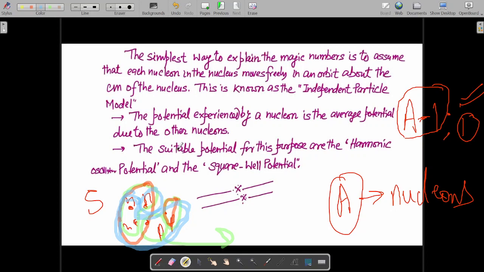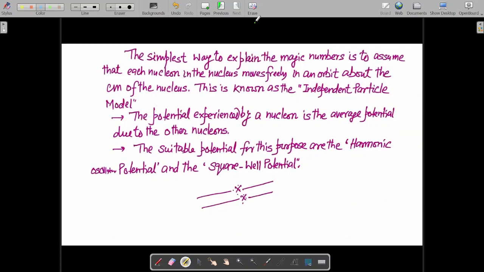Similarly, whenever you consider a single proton or neutron, that is a nucleon, that particular nucleon is revolving with the help of the field created by the other A-1 nucleons. So it is called the independent particle model. That is, you are considering each particle to be independent of the other, or you are considering the other A-1 nucleons to be behaving collectively as a single entity.